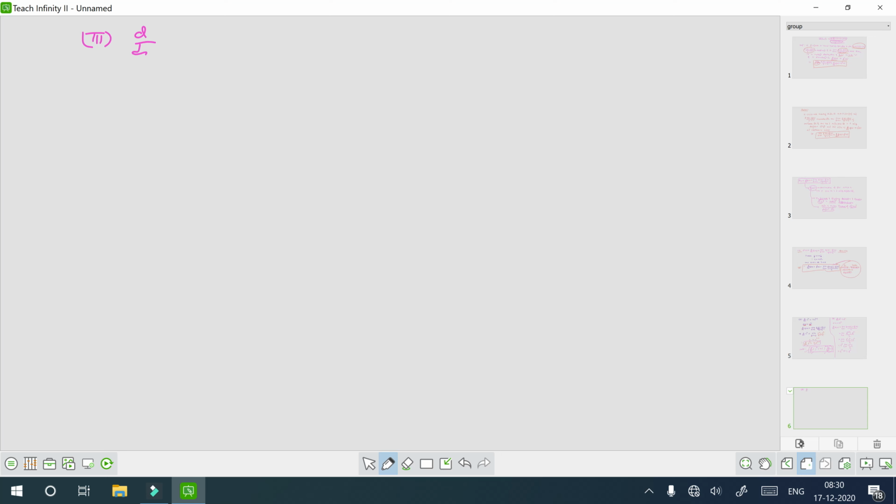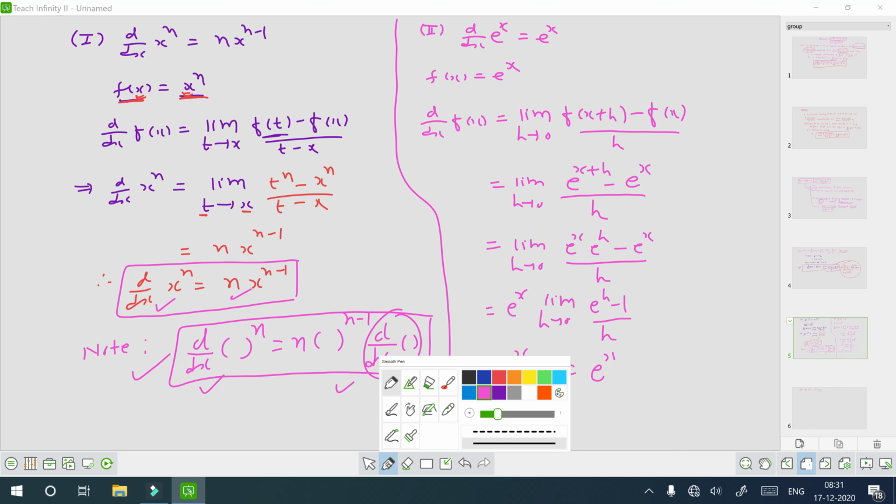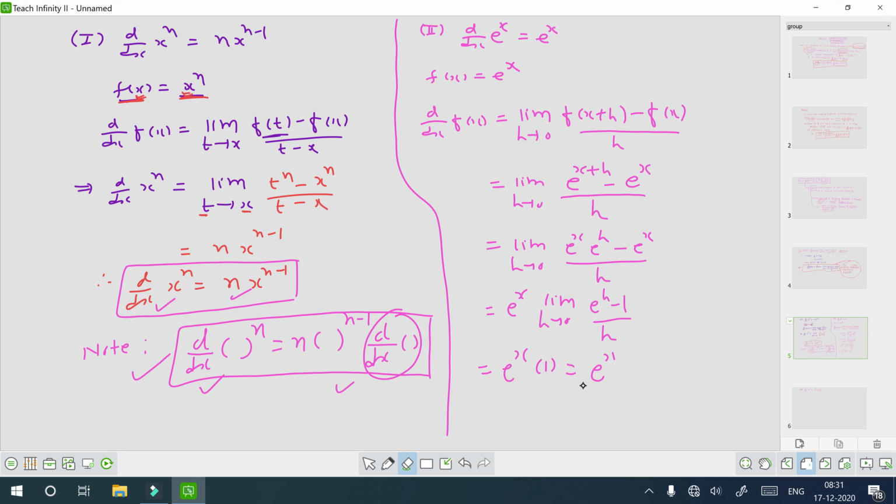d by dx of a raised to x is equal to a raised to x log a. Here also remember this form: d by dx of e raised to some function is equal to e raised to some function into d by dx of some function.